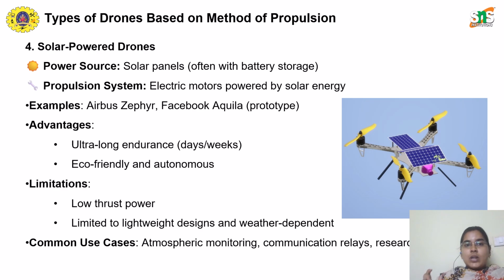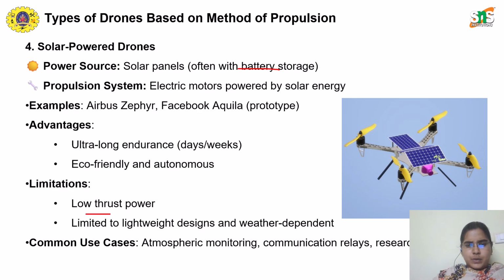And next comes our solar power drones. We have electric power, fuel power, hybrid power, and apart from that, we have solar power, often with battery storage. Here also we have electric motors powered by solar energy. Examples are Airbus Zephyr and Facebook Aquila, whose prototypes have been developed. The advantage is ultra-long endurance, days and weeks, because it is solar powered. There is no need to recharge. It automatically gets recharged when it receives light from the sun. And it's eco-friendly and autonomous.